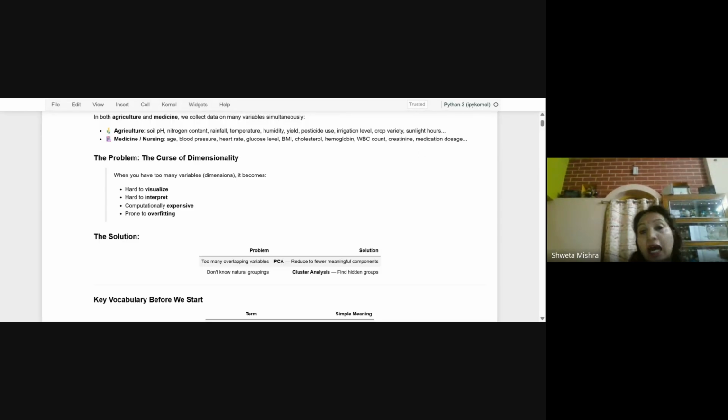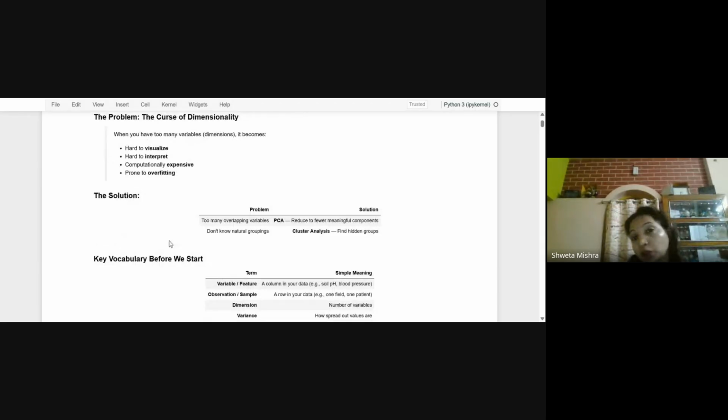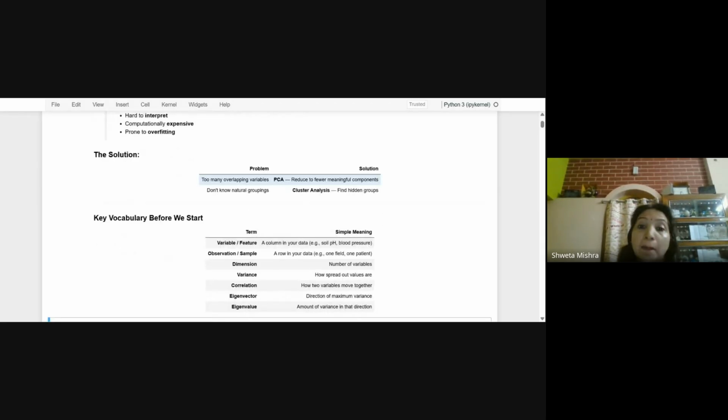So here, our methods that we are going to discuss: PCA. PCA means principal component analysis. So when can we use that? When there are too many correlated variables, and it is difficult to understand or visualize their impact, then we can use PCA. What does it do?